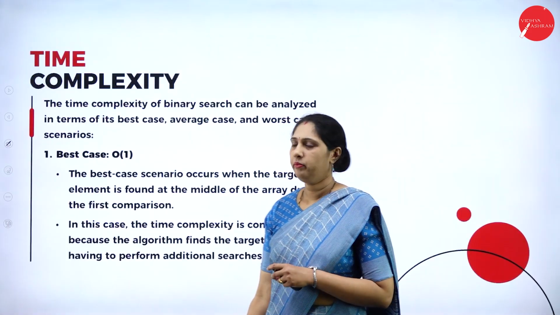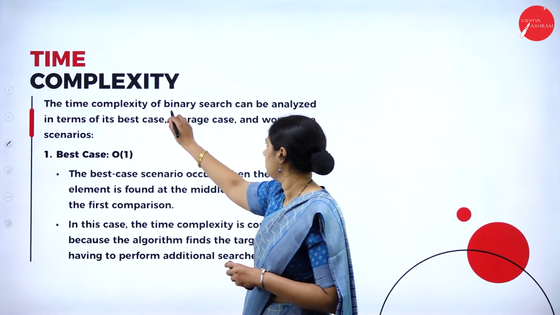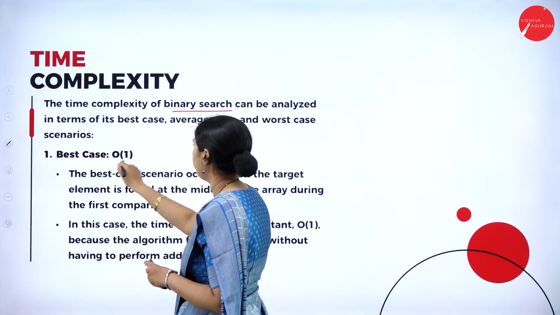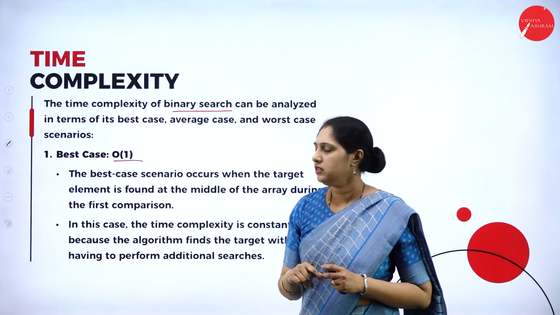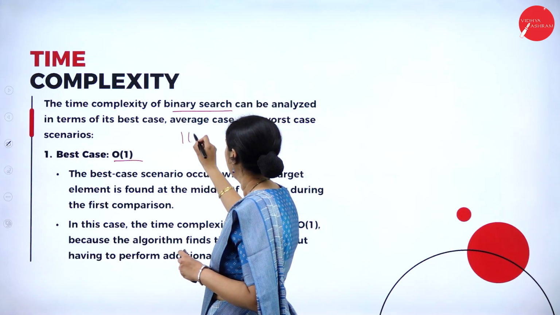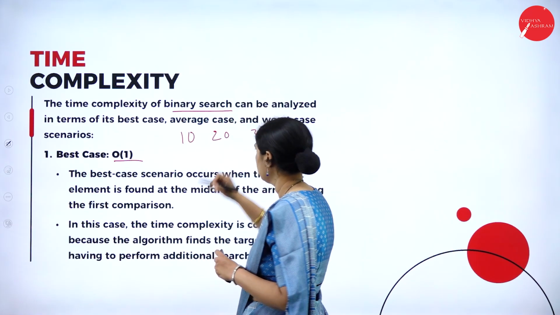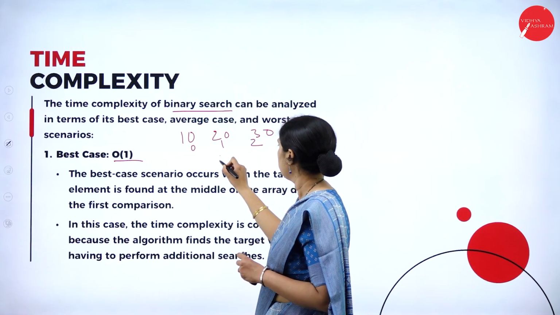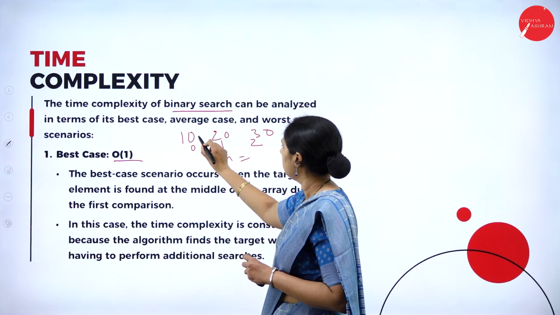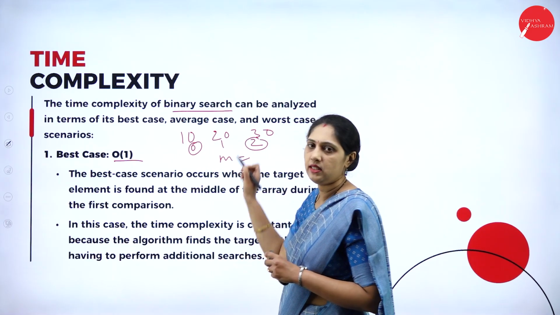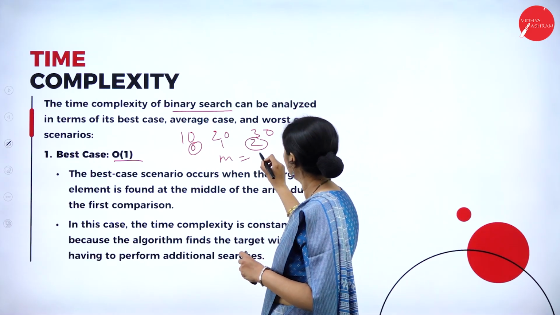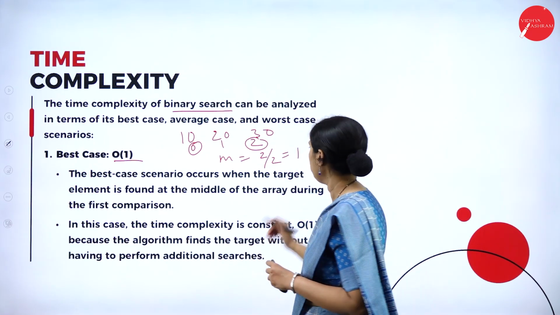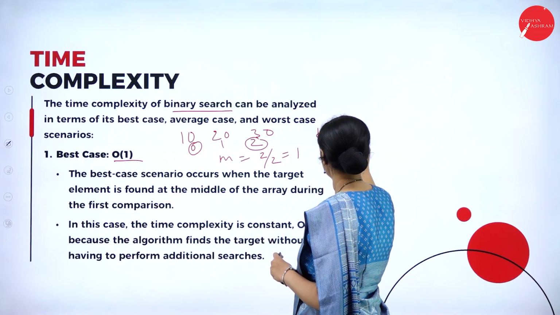So, what is the time complexity of binary search? The time complexity in the best case is big O of 1. When does this happen? See, I have 3 elements: 10, 20, 30. How to find the mid? This is index 0, this is 1, 2. So mid is equal to low plus high, 0 plus 2, which is 2. 2 divided by 2 is 1. Suppose my key is equal to 20.